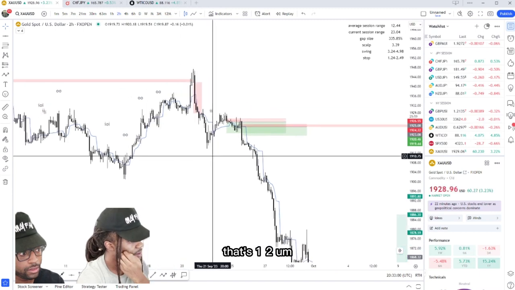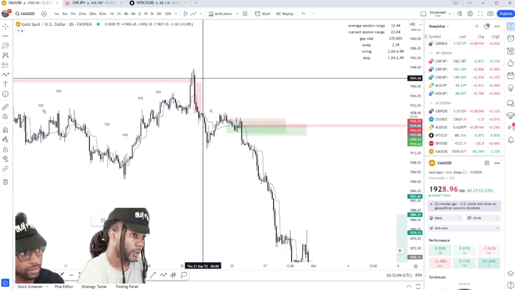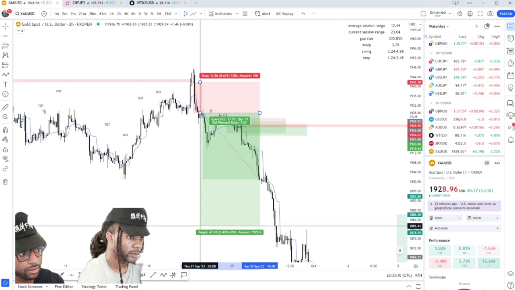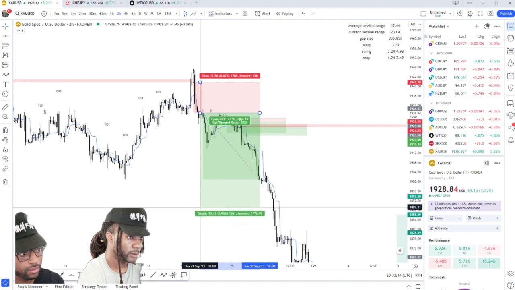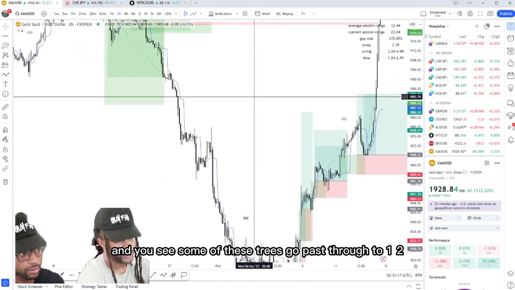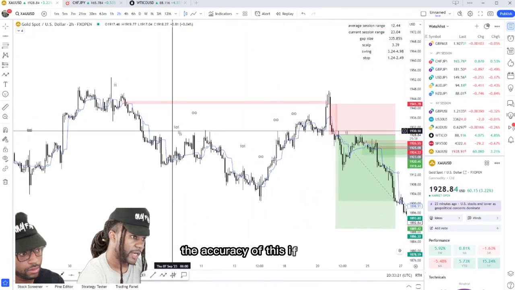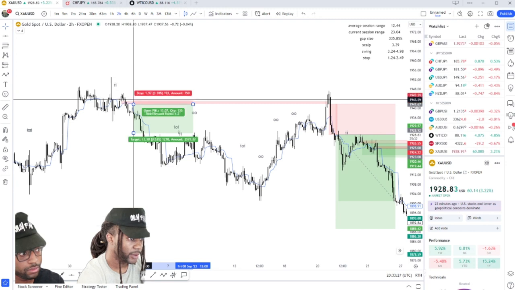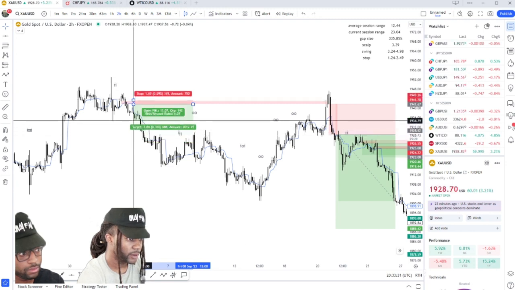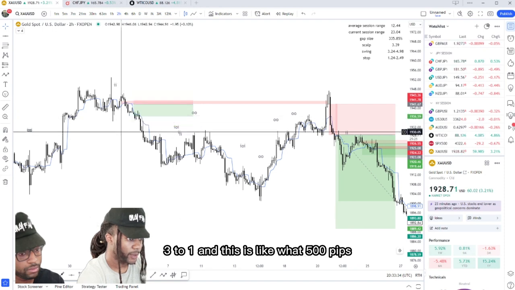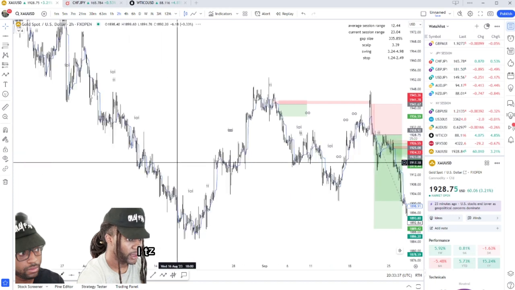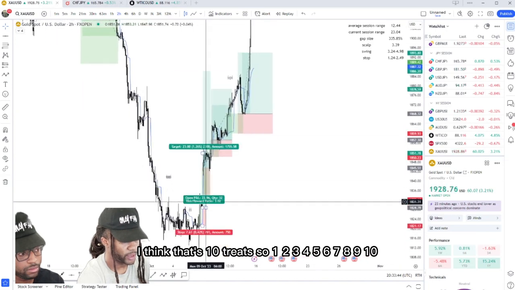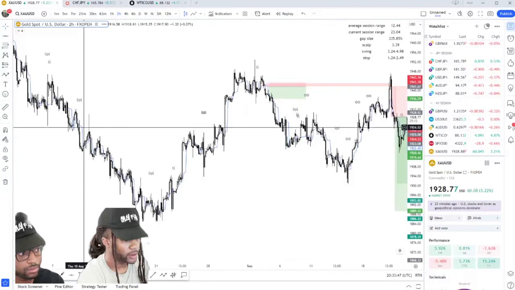That's 1, 2. This is another one. Stop, entry. 3 to 1. And you see some of these trades go past 3 to 1 too, especially in a higher time frame. But I just want to show you the accuracy of this indicator. Like, we work really hard to get it this accurate. Really hard. And 3 to 1. And this is like what, 500 pips. And I think that's 10 trades. So 1, 2, 3, 4, 5, 6, 7, 8. It's not even 10. Alright, we gotta catch some more trades.